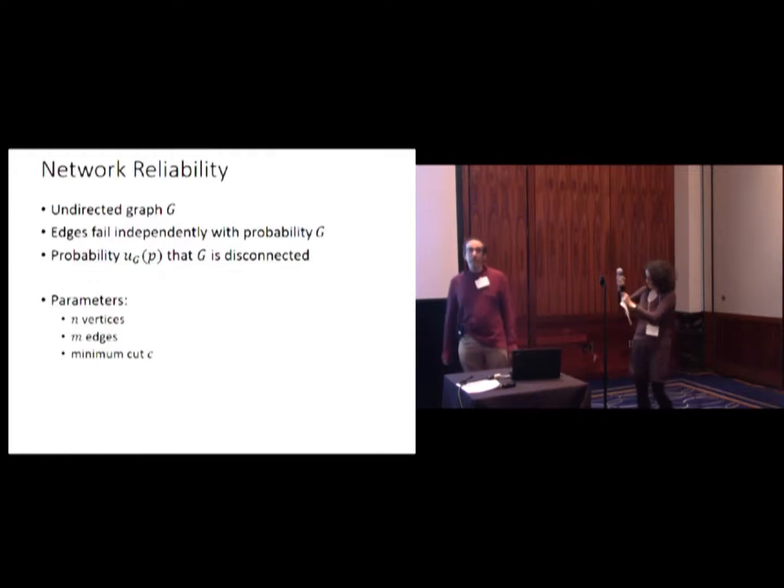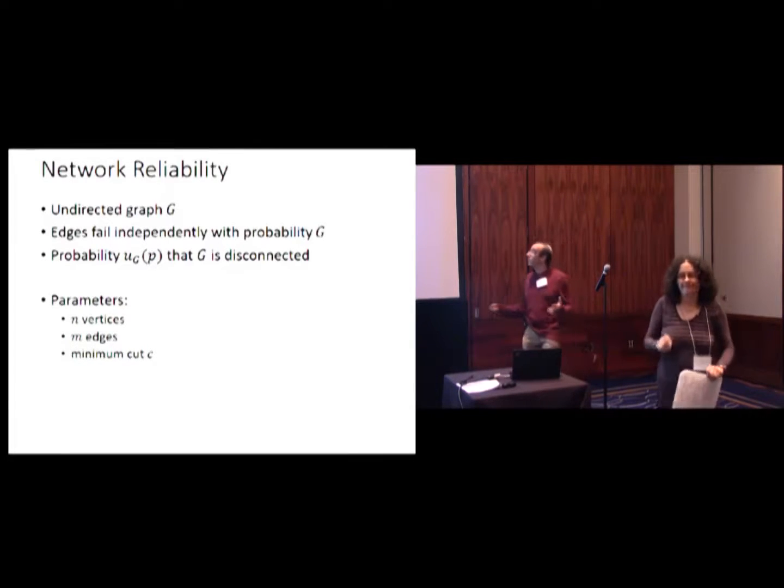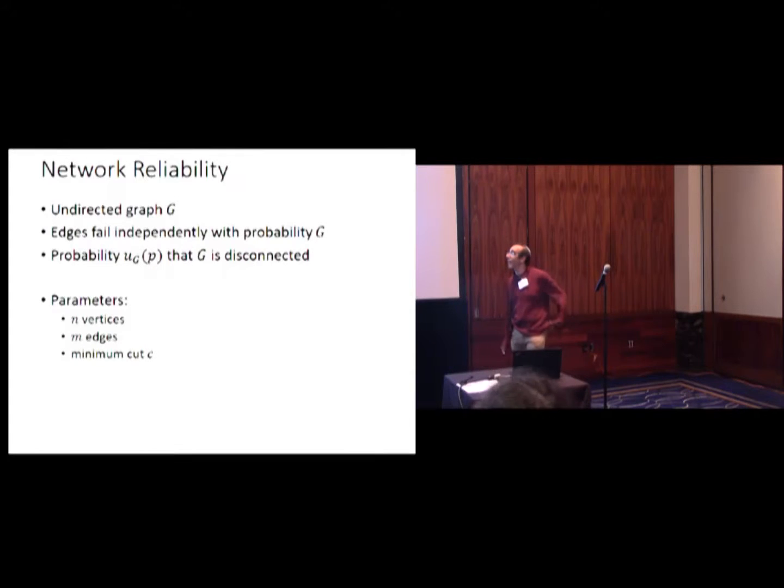I'll dive right in. The network reliability problem is a classic problem where you're given an undirected graph and you assume that the edges of that graph fail independently with some probability p. And then you ask about the probability, which I'll denote by U_G(p), that the graph is disconnected by the resulting edge failures. I'm going to be using these standard parameters throughout the talk: n vertices, m edges, and minimum cut c.